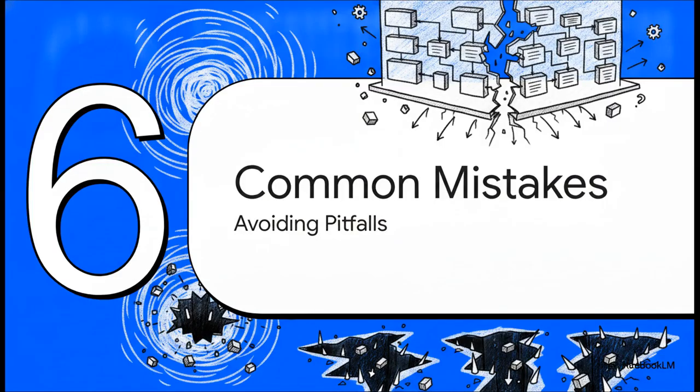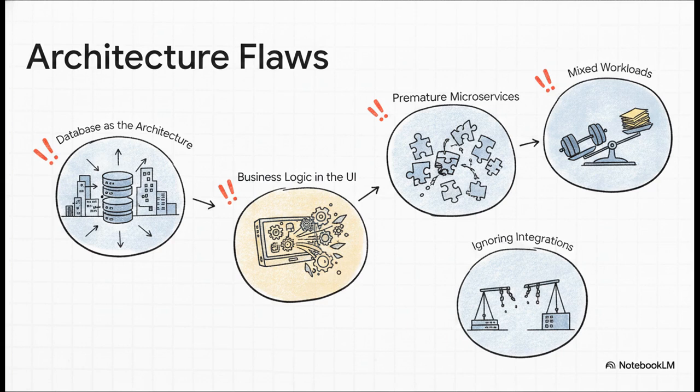And finally, part 6, avoiding common architecture mistakes. We've covered a ton of ground today. Let's wrap up with a rapid-fire list of fatal mistakes you absolutely must avoid, otherwise all this careful planning will just collapse in on itself. First, treating your database tables as the entire architecture. Tables aren't enough, you need proper domain logic.